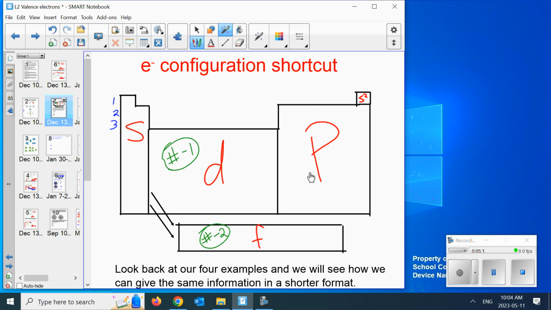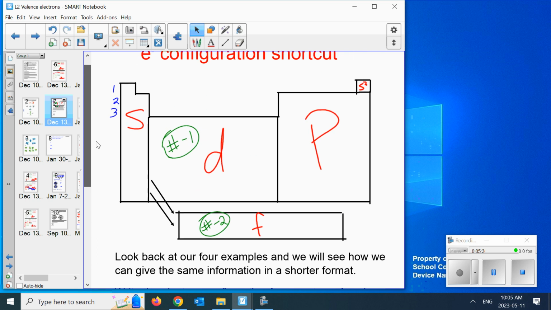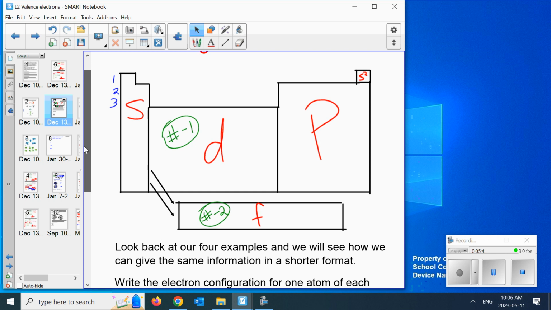I say underneath it, look back at our 4 examples, we'll see how we can give the same information in a shorter form. I'm going to bring up a periodic table. I'll pause it. Okay, now here's what I'm saying about this shortcut thing. Write the electron configuration for one atom of each element, only use your periodic table as a guide. Out of the 4 that we did, then you guys did 2 additional ones. Choose one of those, and I'll go through that first before we try some different. Choose any one of the ones we've done as a diagram. Someone. I don't care which one.